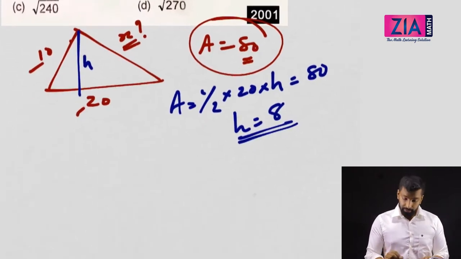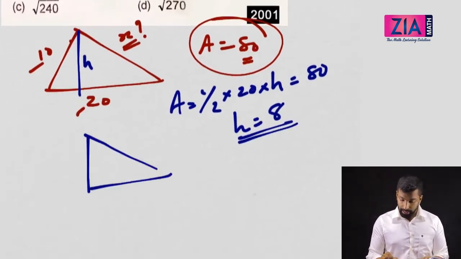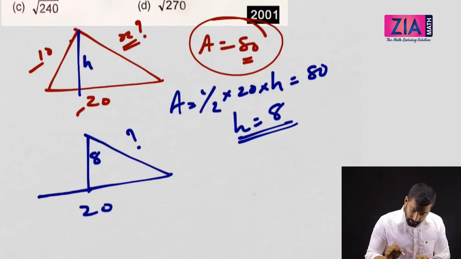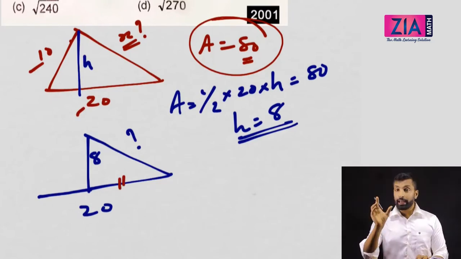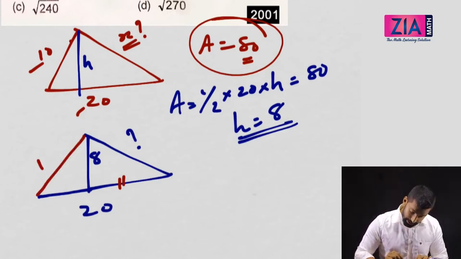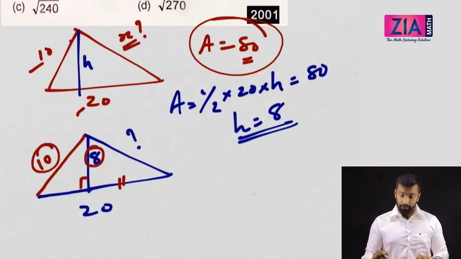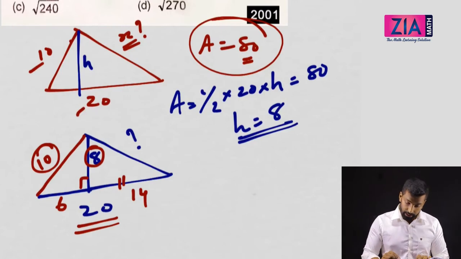Now you have reduced this question to this level. This is 8. This is what you need to find out. Some extension, this total is 20. So the idea is, if you know this length, you can use the Pythagoras theorem and you can find this x, right? Now how will you find that length? For that, we know this is 10, this is 8, and we know this is a right angle triangle. So what is this going to be? 10 square minus 8 square. So this is going to be 6. If that is 6, what is this? This is 14 because the total is 20. Now then what is this side?